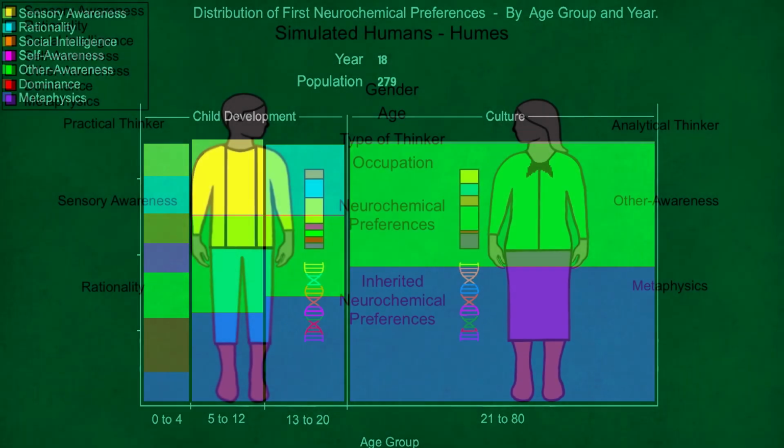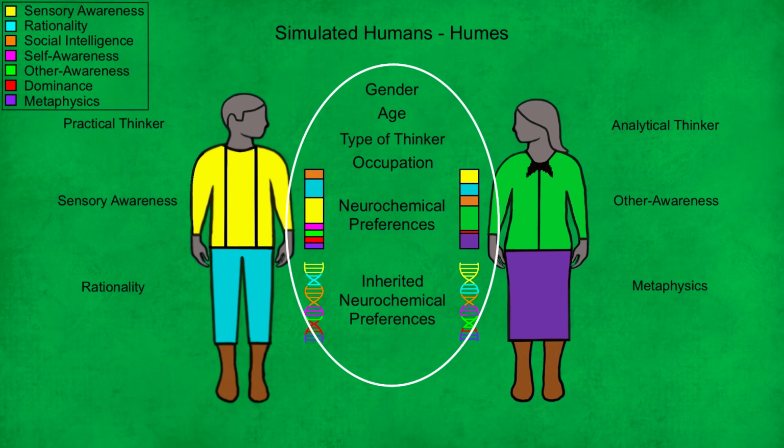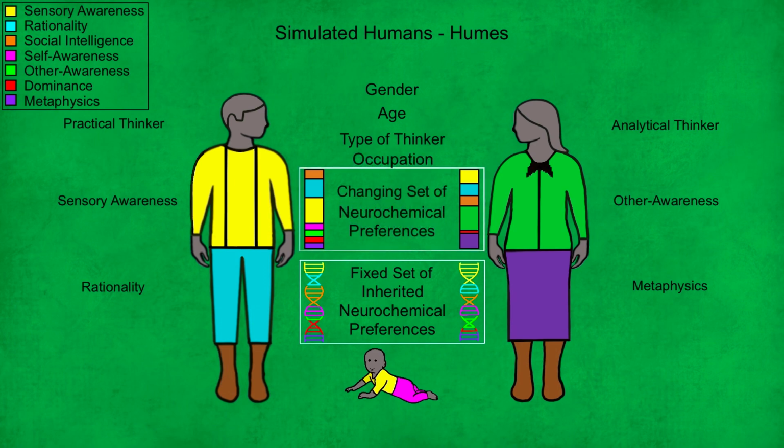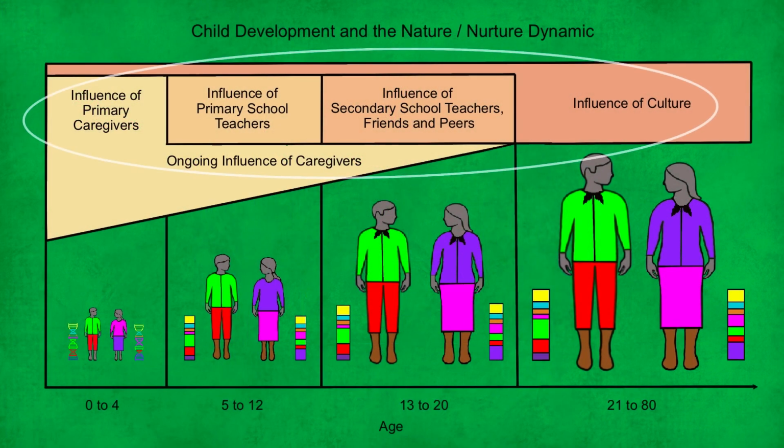But first, just briefly, we saw in the previous video how the simulated humans, the HUMs, now had these characteristics and attributes. And in particular, how they all had two sets of neurochemical processes. A fixed set, that is analogous to DNA, which is passed on to their children, with a small amount of variation. And a changing set, that constitutes their disposition, and is altered by the influence of their caregivers, teachers, friends and peers, and the culture as a whole, throughout their lifetime.